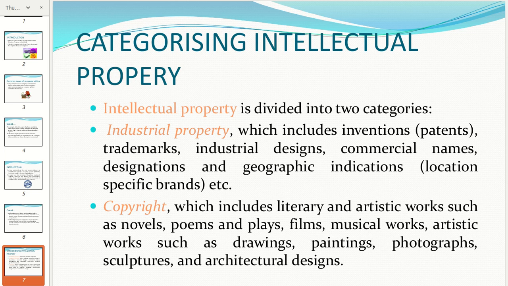Now the next thing is categorizing intellectual property. It is divided into two categories. Like I said, industrial, which includes inventions, designs, commercial names, geographic indications, and so on and so forth. And then copyright, which includes literary works. It can also include artistic works, but because we are dealing with computer science and all of us come from a scientific background, we are not really bothered about artistic works such as plays, films, musical works, etc. But copyright applies to them as well. And the same piracy laws apply to drawings, paintings, pictures, sculptures, even architectural designs.